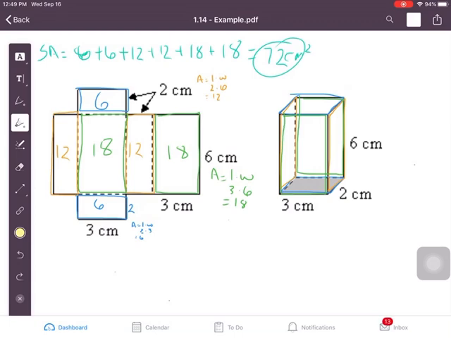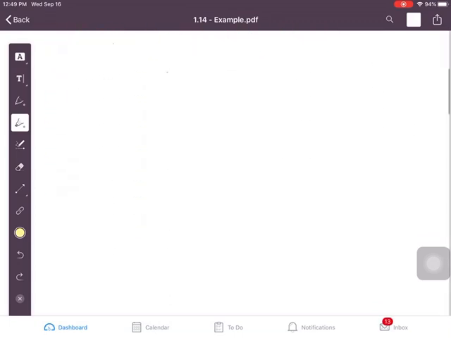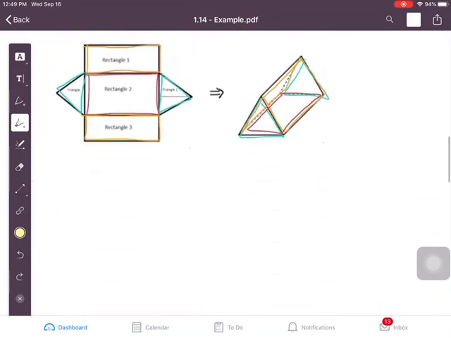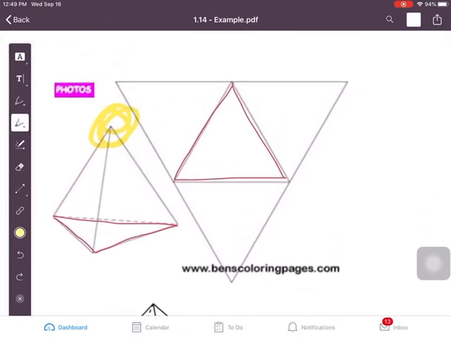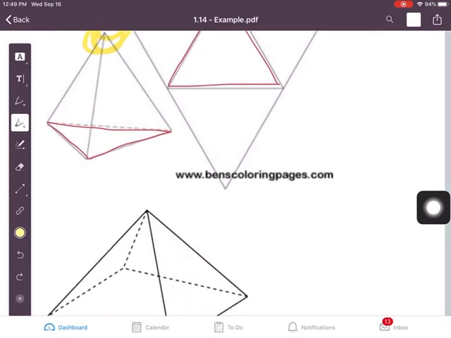See that one and this one as well, right? There's not that one point that they come up to. But in our pyramid, it comes up to that one point, okay? And the base determines the name. So this is a triangular prism because the base is a triangle.